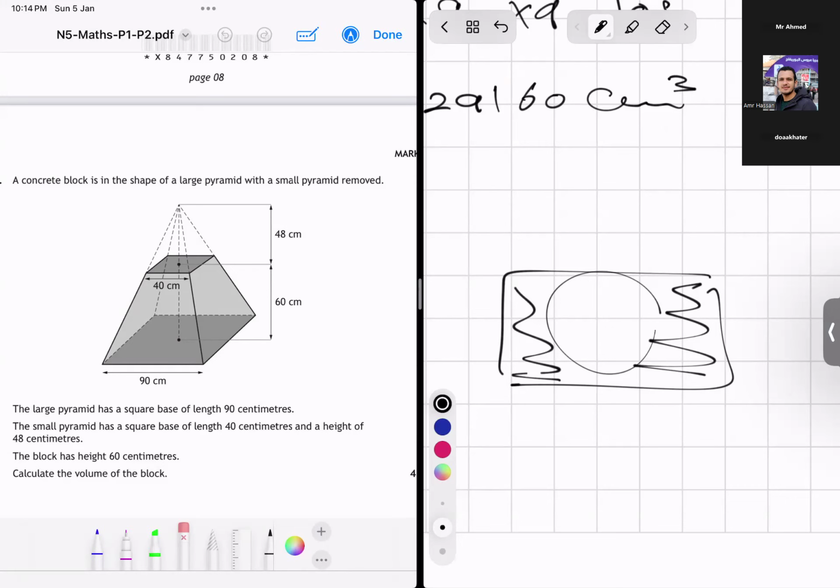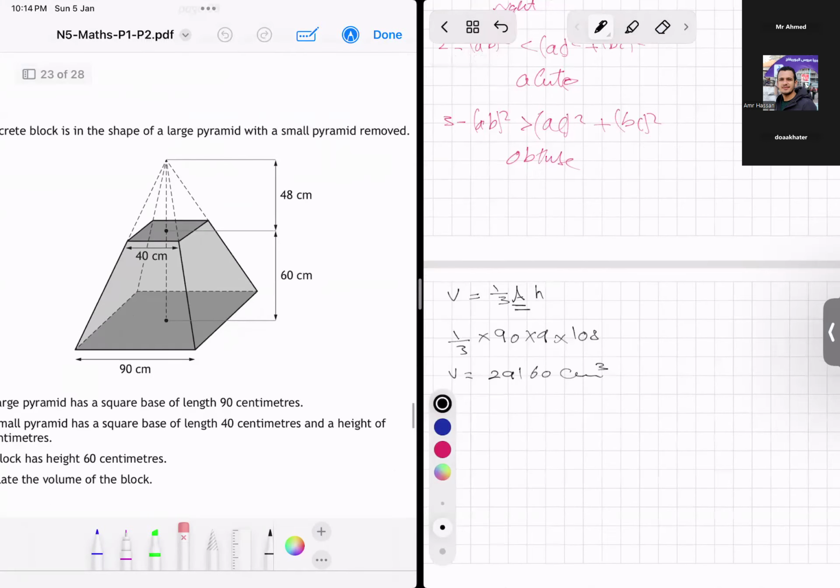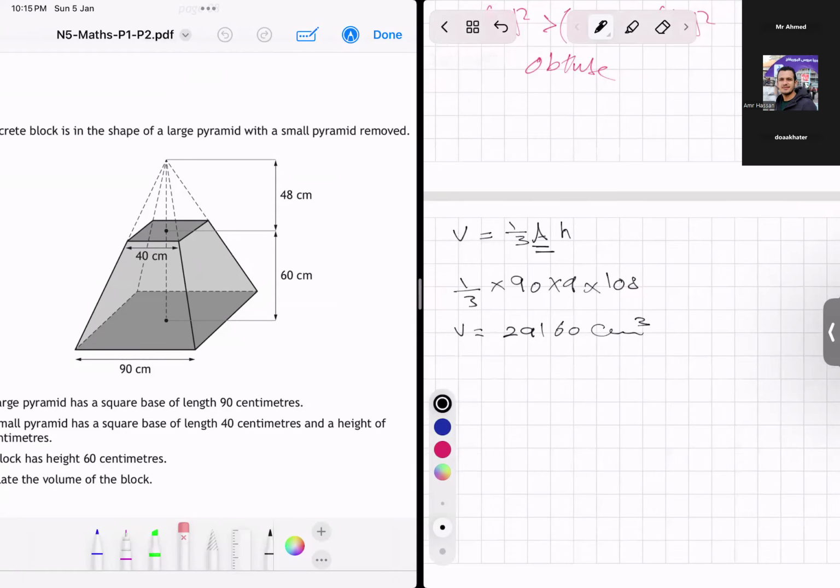Here we have the same thing. I was trying to find out the volume of the large pyramid. Got it ready. As you told me, this one looks like 29,160, right? Okay. No, it's wrong. I don't think so. I think this one is 90. Did you write it as 90? No, I wrote it as 9.